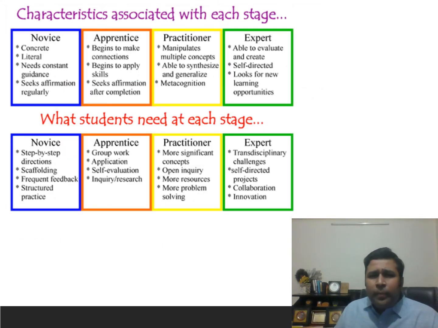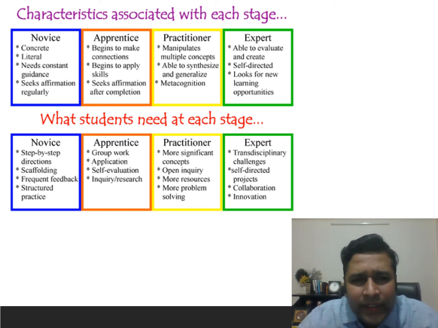So if you talk about the characteristics associated with each stage, now it's a different model, but we are almost talking about the same thing. If you talk about novice, he is concrete, literal, needs constant guidance, seeks affirmation regularly. So these are the characteristics associated with the novice stage. In the apprentice stage, begins to make connections, begins to apply skills, seeks affirmation after completion. At the practitioner stage, what happens? Manipulates multiple concepts, able to synthesize and generalize, and metacognition is seen.